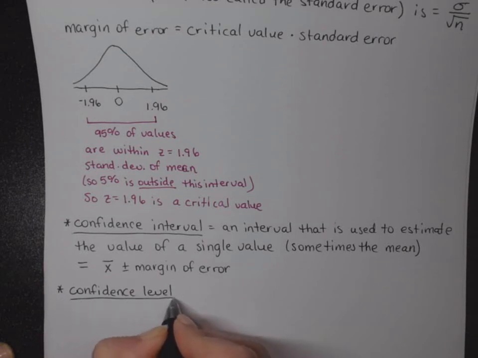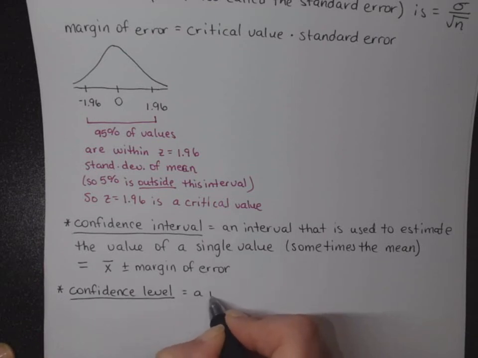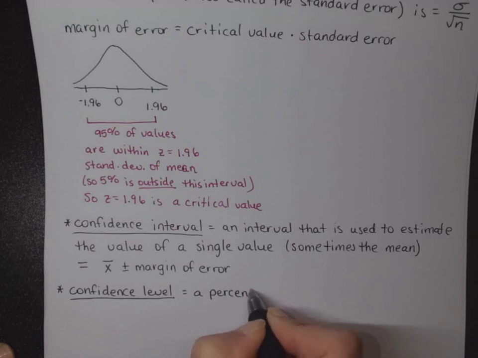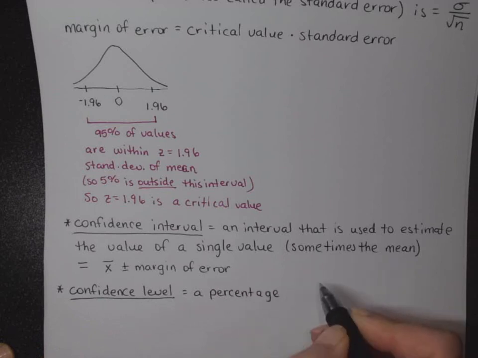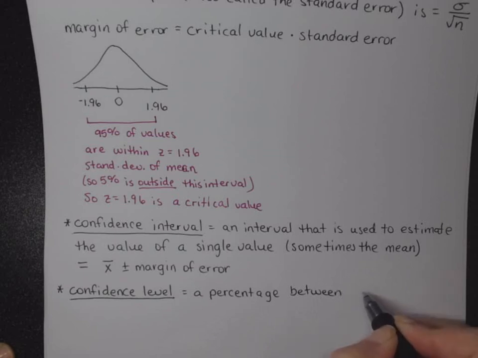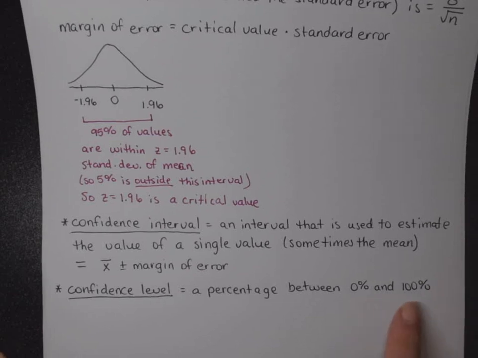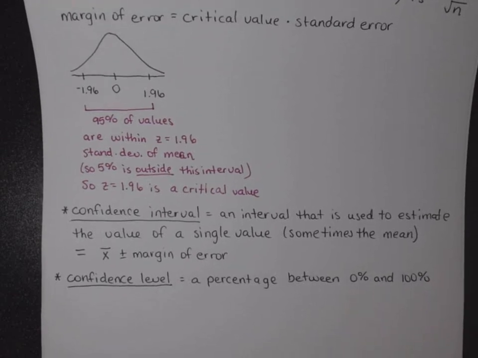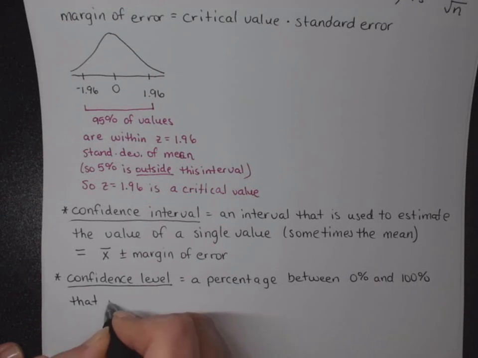And then something else that we're going to need to know the definition of is going to be a confidence level. And this is kind of like what it sounds. It's basically how sure do you want to be. But it's a percentage between 0% and 100%. 0% meaning you're not confident at all. 100% meaning you were ultimately confident. But it measures the success rate of the method you're using.